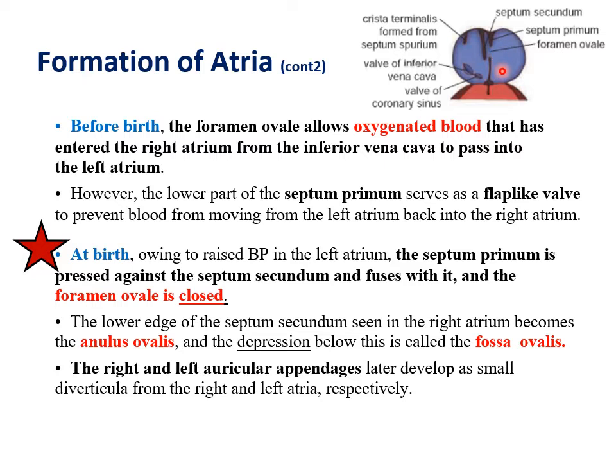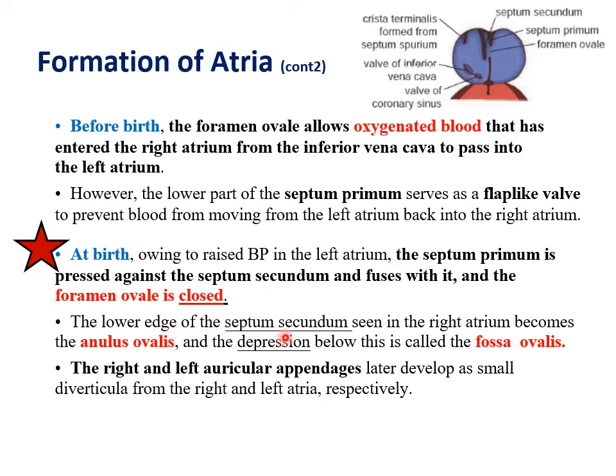So at birth, owing to the raised pressure in the left atrium, the septum primum is pressed against the septum secundum and fuses with it, and the foramen ovale will be closed, and this is normal and natural. If it is still open to a minor degree, it is accepted clinically. If it is big, it will be manifested by symptoms, and surgery has to be done for that.